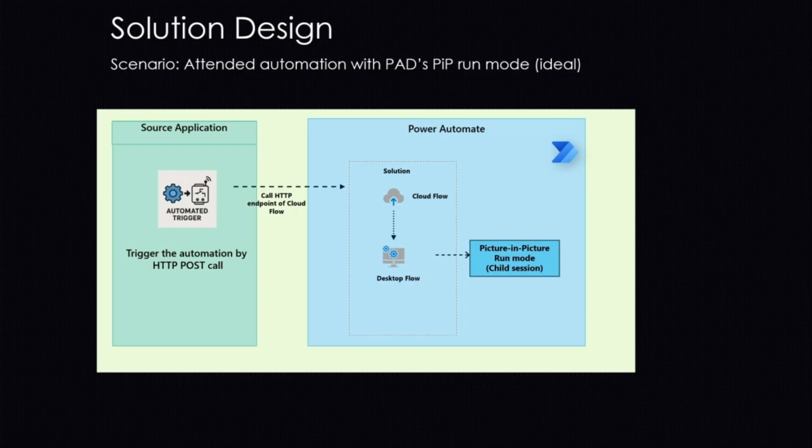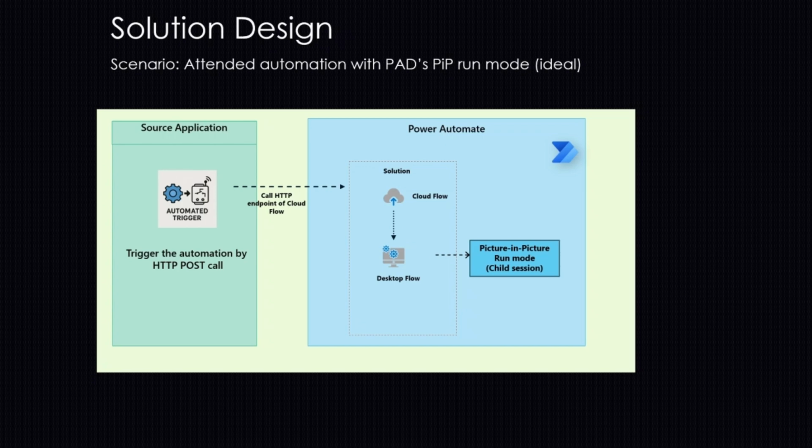You have a source application that will call out the cloud flow, right? You can leverage the HTTP as the trigger or any of the other triggers. For this demonstration, I'm using a simple HTTP endpoint of the cloud flow to be invoked by this source application. And that cloud flow will invoke the desktop flow through the attended mode and also use the runtime mode as the picture-in-picture. That picture-in-picture session will initiate on the machine that is running the attended automation as a child session.